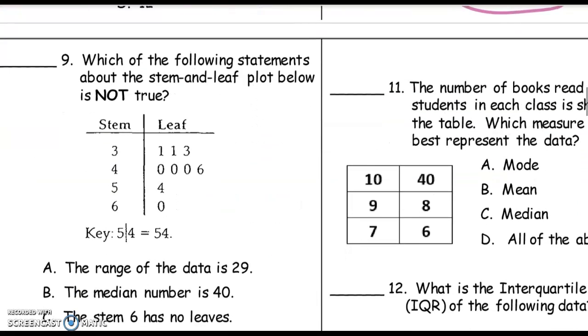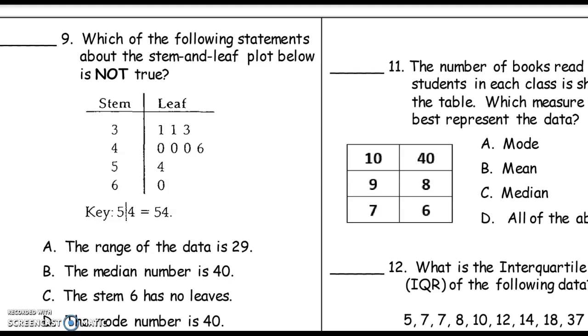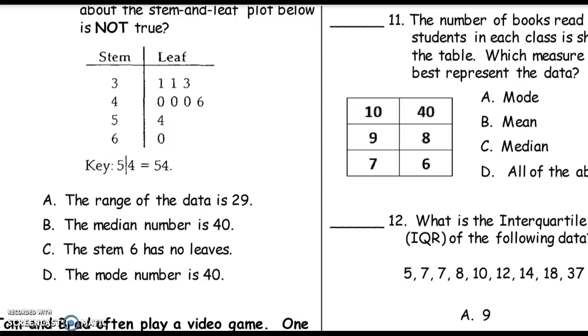All right, number 9. So going through number 9, which of the following statements about the stem and leaf plot is not true? So I'm looking for something that's not true. So the range is going to be 60 minus, so 60 minus 31. So that's going to give me a range of 29. So that is true. Okay, so that one's true.